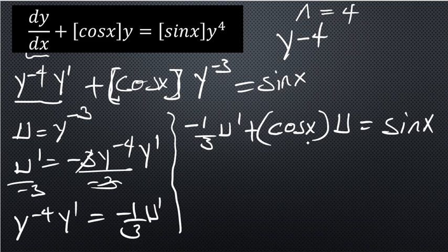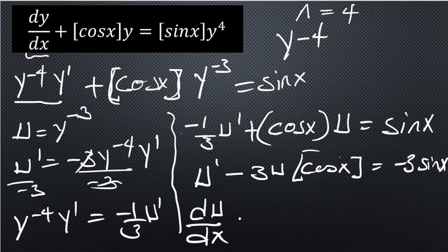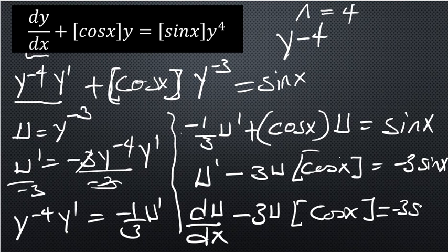Therefore, we can multiply each term by negative 3 to remove the negative 1 over 3 coefficient and leave u derivative as it is. So it's going to be u derivative minus 3u cos x is equal to negative 3 sine x. This is a linear first order differential equation. So we can write this as du by dx minus 3u cosine of x is equal to negative 3 sine x.